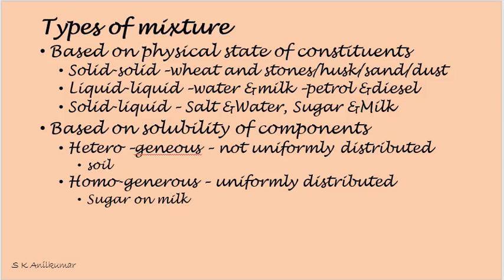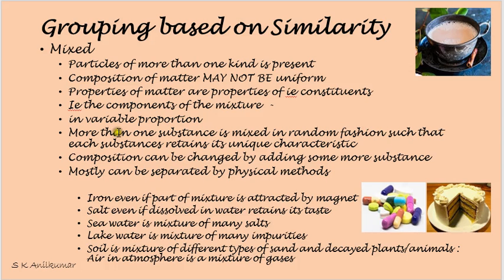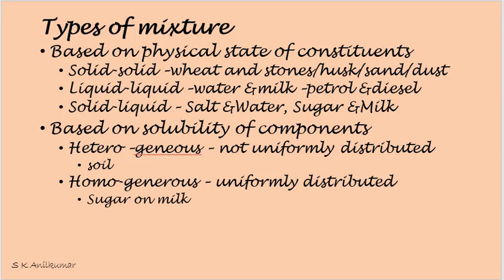Now, what are the different types of mixtures? A mixed substance is a random mixture of more than one kind of substance to form an indivisible part. We have seen more than one substance mixed in random fashion such that each substance retains its unique characteristic. So it has different components in the mixture. The properties are based on these components. The composition is not uniform. The composition will be in variable proportion and they can be separated by physical methods. This is what we have seen.